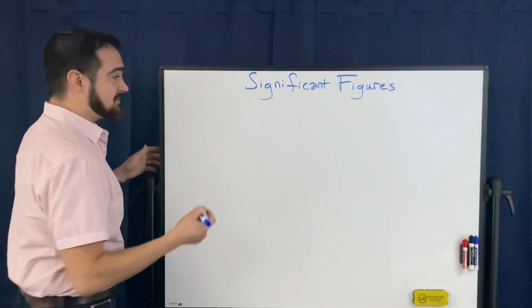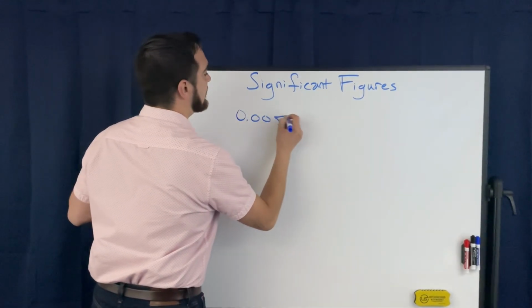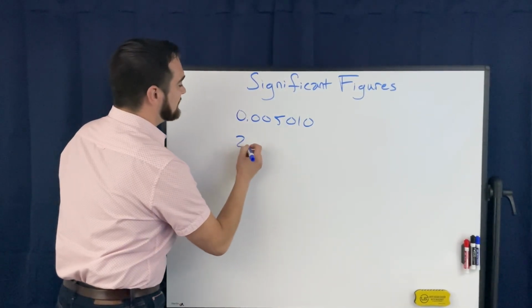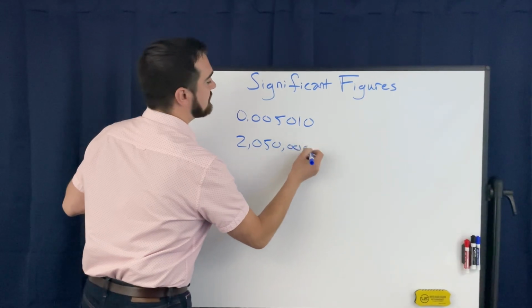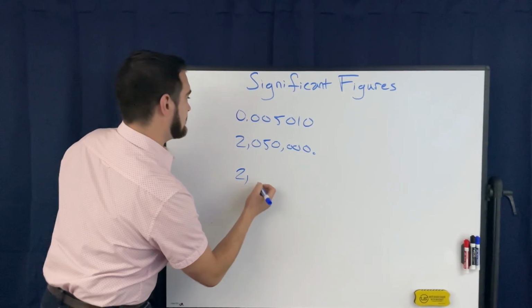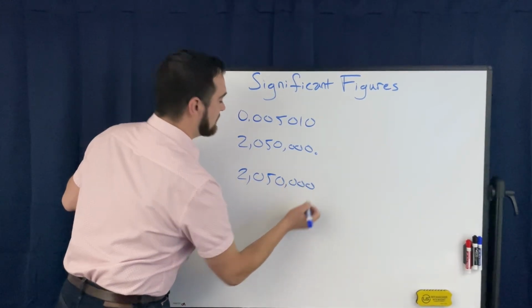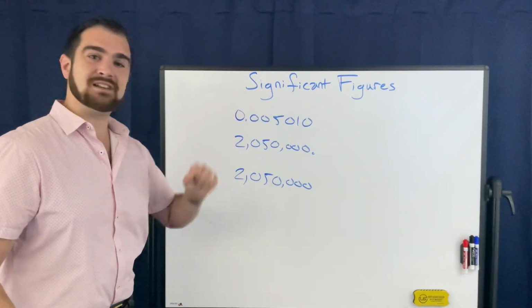And now here, let's do some examples. Let's do 0.005010, and let's do 2050, 1, 2, 3 point, and let's do the same number. That's actually 2,050,000 and no decimal point. Okay, guys? So comment your answer. How many sig figs does each of these numbers have?